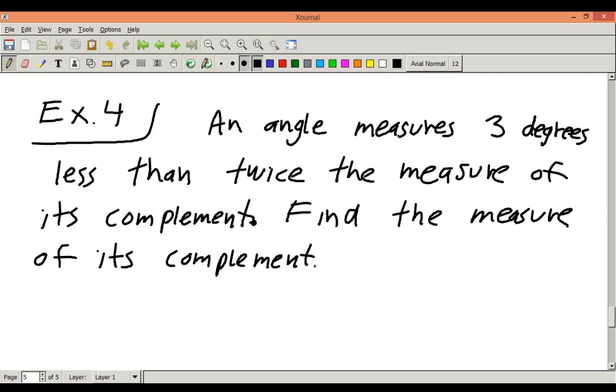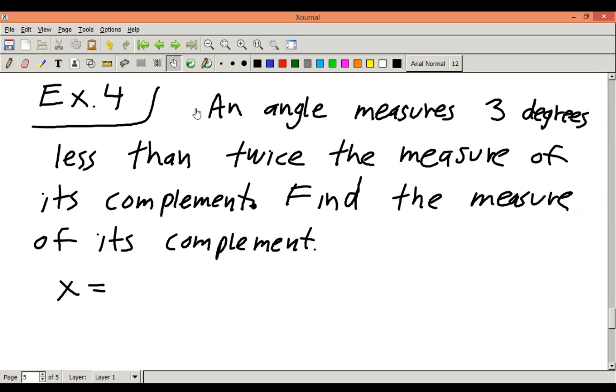Of course, if we find the angle first, we can just subtract that from 90 to get the complement. So there's more than one way to do this problem. But whatever you do, you've got to define your variables so that you can tell your reader what your x stands for, whatever you want to use for your variables.